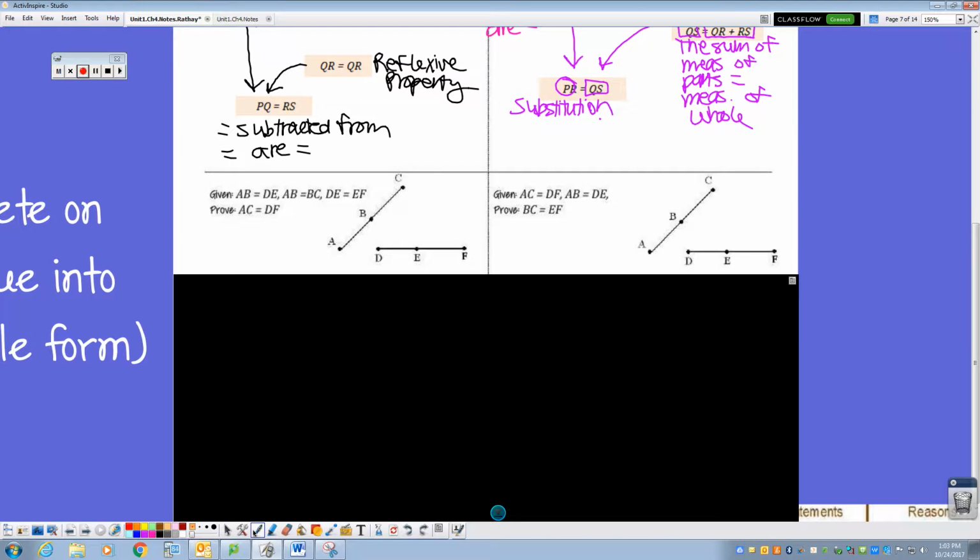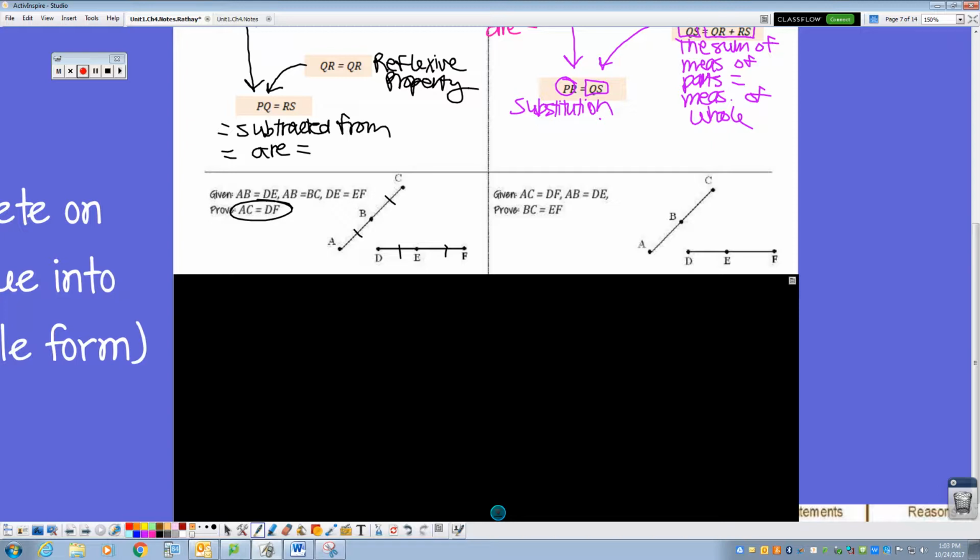So we are given that AB is congruent to DE, and we are given that AB is also equal to BC, and that DE is also congruent to EF. So basically everything is equal to each other, which is why we have options here. And our goal is to get AC equal to DF.